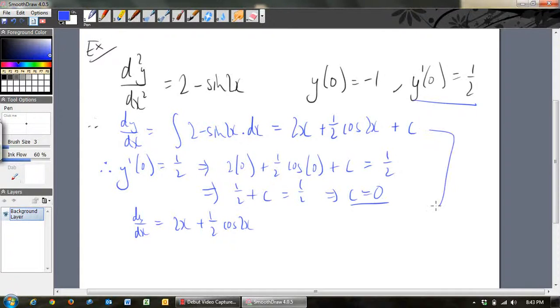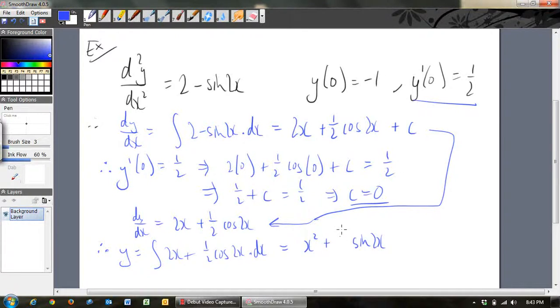C is equal to 0, so that comes down to there. Therefore, I'm going to run out of space. y is equal to, we want to get to y, so we just need to integrate again. The integral of 2x plus half cos 2x dx equals, integral of 2x, x squared. Integral of this, well, cos will go to sine, so it will be plus sine 2x, and we're dividing by 2, so it's going to be 1/4. Plus, let's use a new integration constant, d.